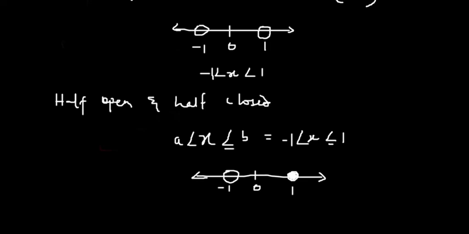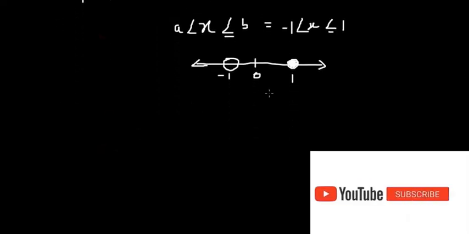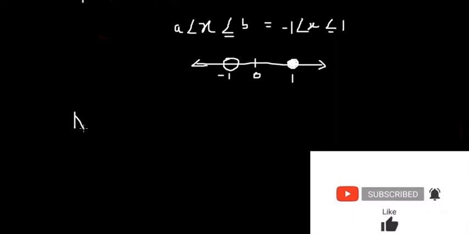Now let's look at neighborhoods. From here you could notice that you could use any value, provided you are within the interval, either closed or open. Now let's look at neighborhood.